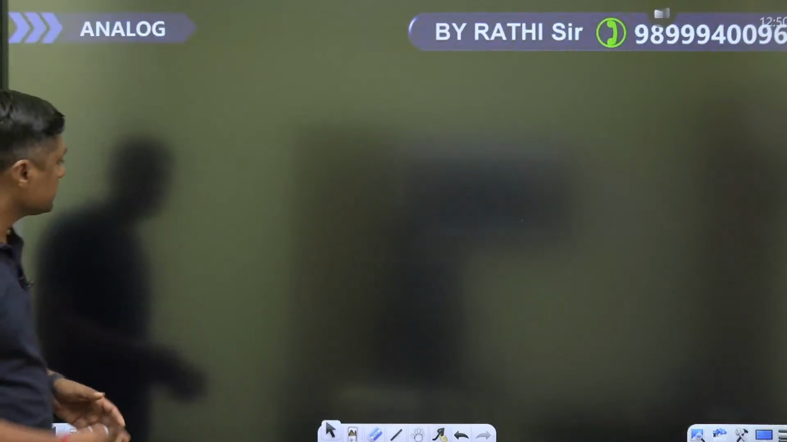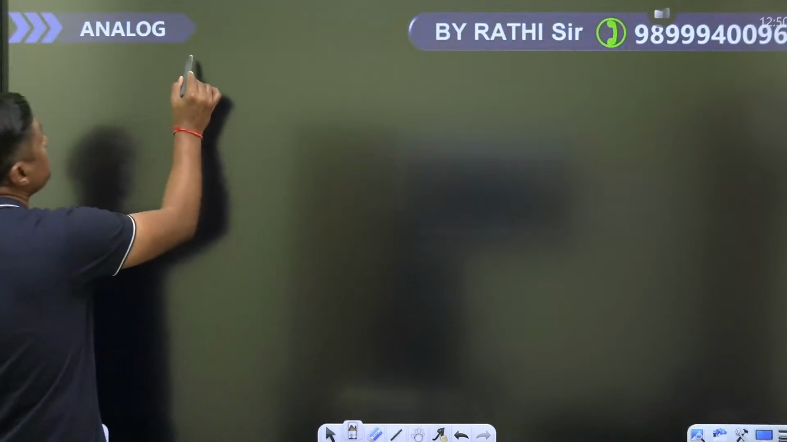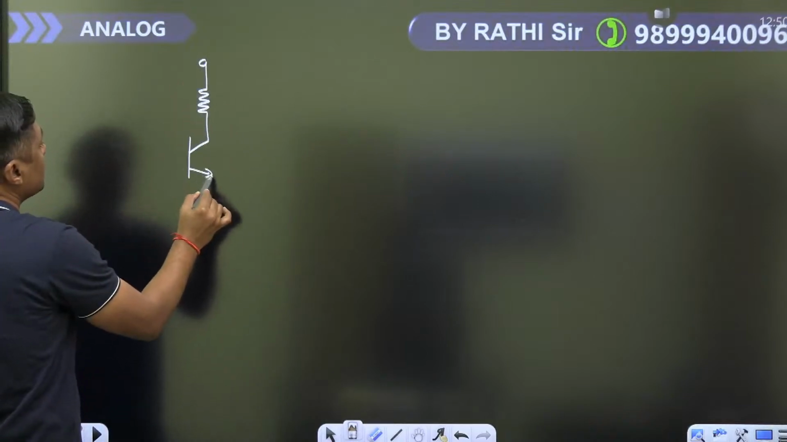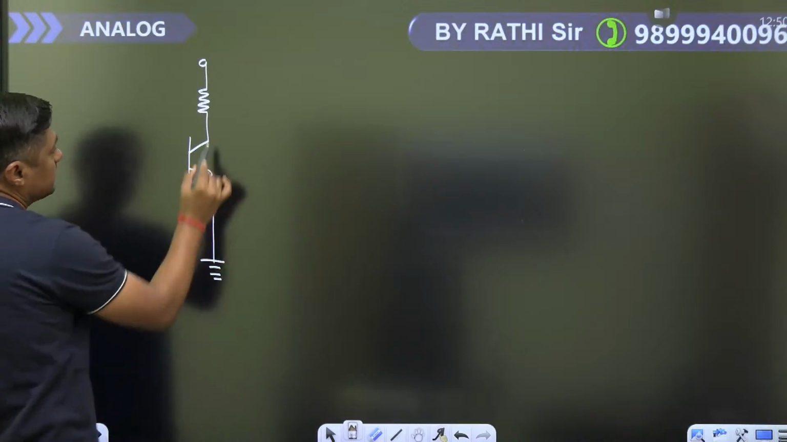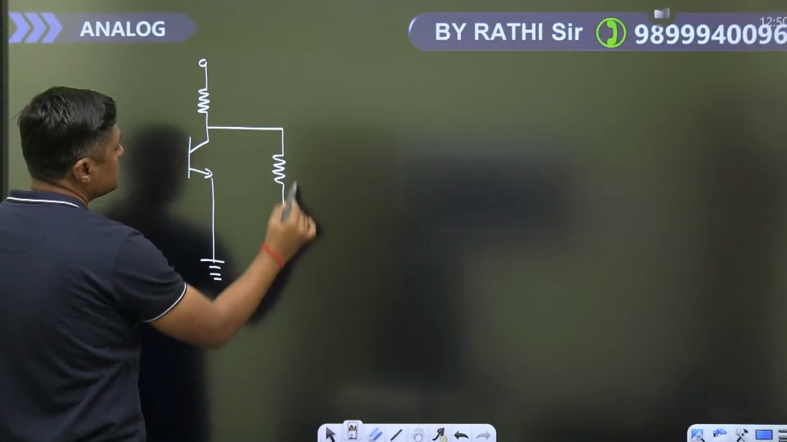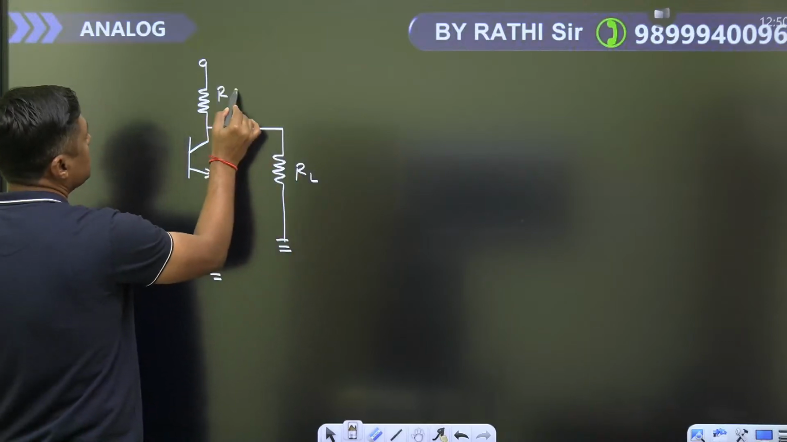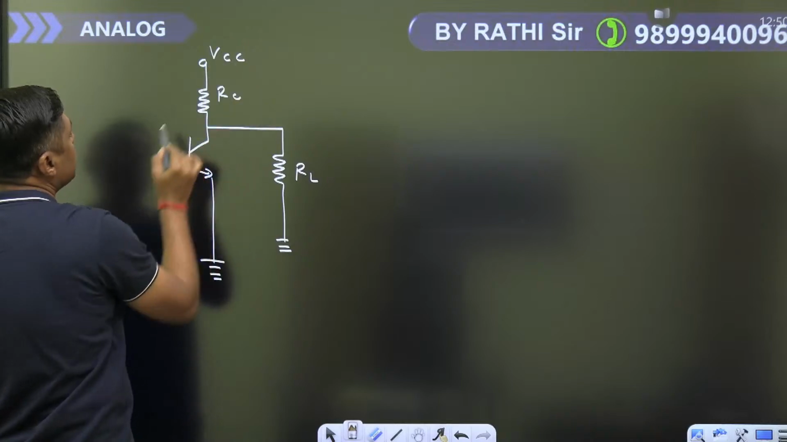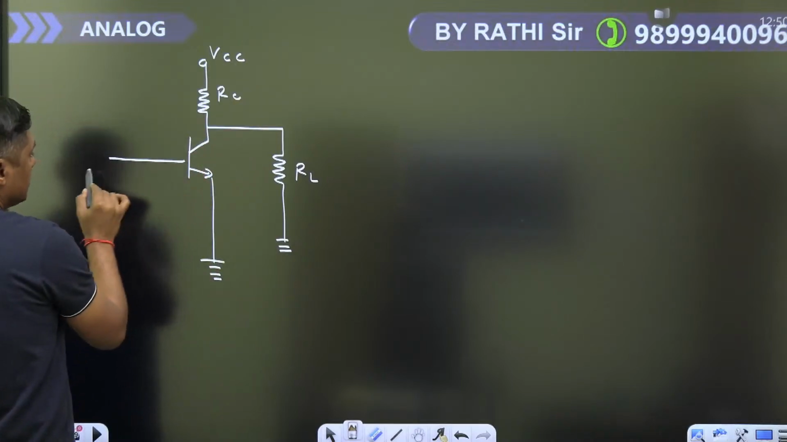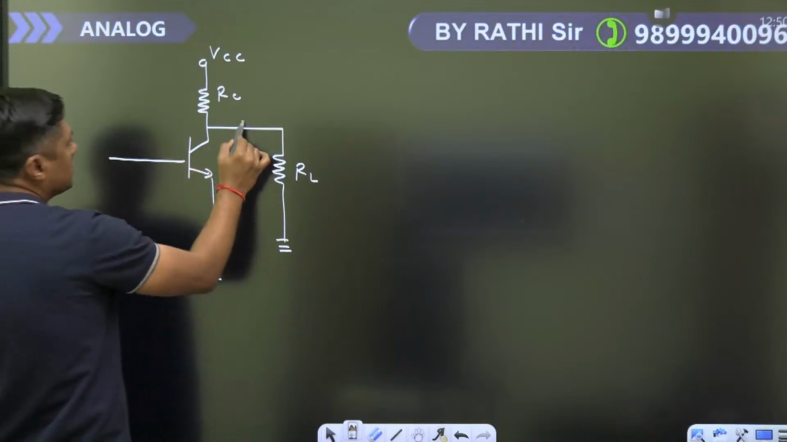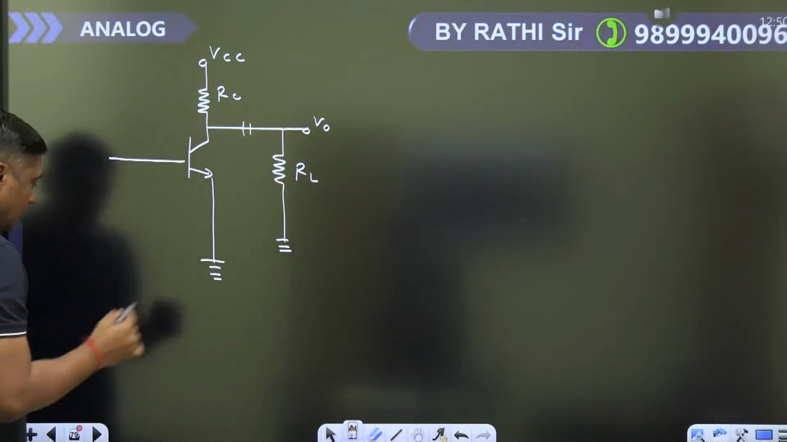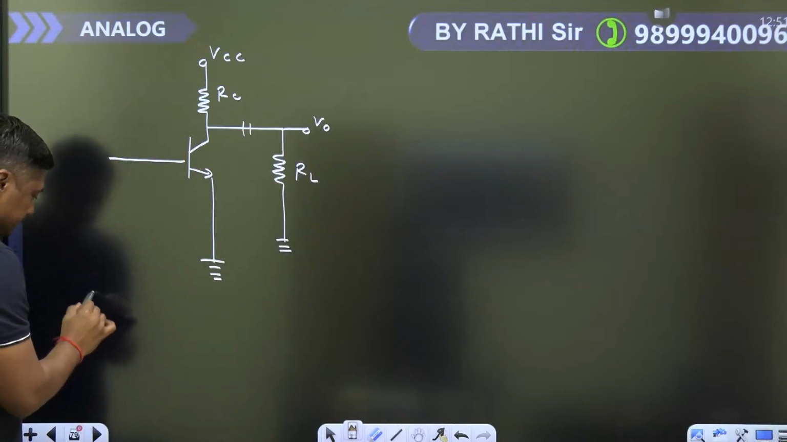First, if nothing is connected here, like this is RL, this is RC, this is VCC. RS is not given, right? If RS is 0, then for Vi upon V0, this capacitor is connected here, this is the V0. Very easy. Directly you can write this formula.